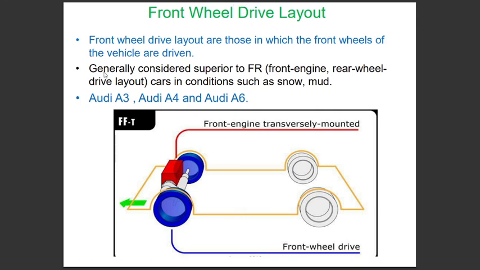Front wheel drive layout. Front wheel drive layouts are those in which the front wheels of the vehicle are driven. Generally considered superior to front engine, rear wheel drive layout cars in conditions such as snow. Examples: Audi A3, A4. These are front wheel drives, where the engine is mounted at the front to drive the front wheels of the car or automobile.